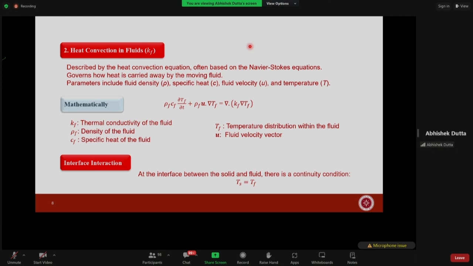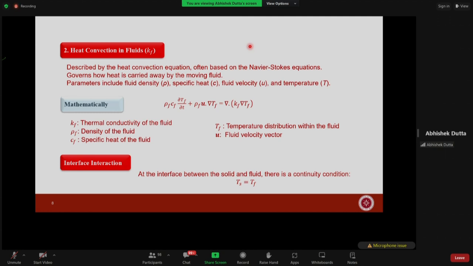We engineers, or you guys, when you become engineers, can use this approach to predict the temperature distribution, heat flux, and other critical thermal parameters relevant to design optimization, such as durability and energy efficiency, using this interface interaction. Very important point, as I told you, keep in mind that this interface interaction is a very critical parameter for handling conjugated heat transfer correctly.